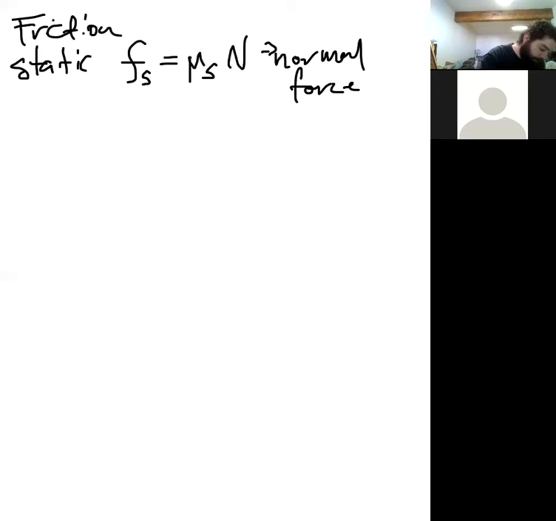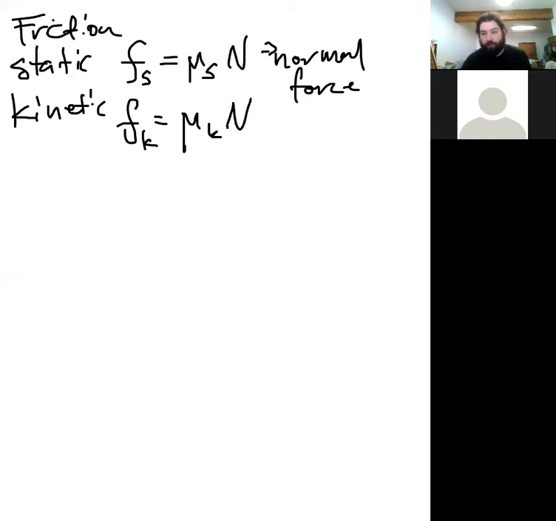And then kinetic is basically going to be the same equation, and we're just going to denote it with k. So really the same equation for both of these. We can also leave the subscript out sometimes when we're only using one of these. But in some problems in the real world, there's going to be two different types. So static means it's still, kinetic means it's moving.